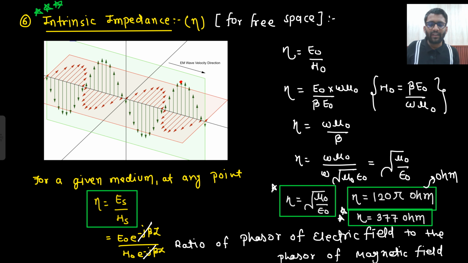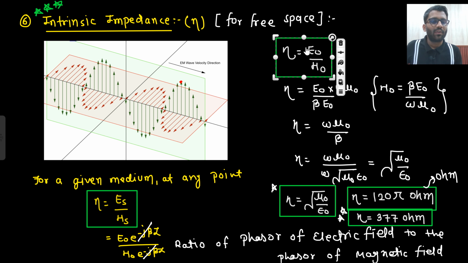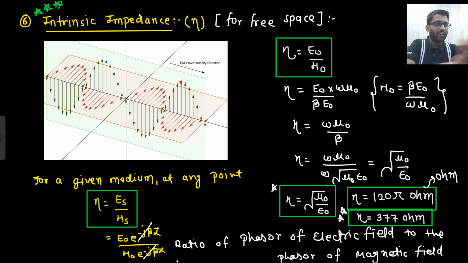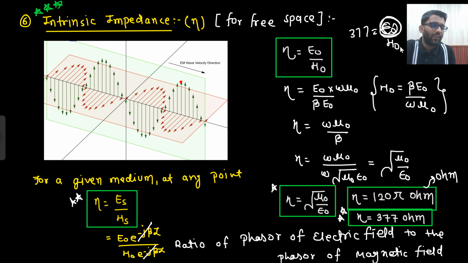So for free space, neta is the ratio of the magnitude of electric field to the magnetic field. Only for free space. Otherwise, the general definition is the ratio of their phasor representation. But for free space, it is E naught by H naught. So in the examination, if they have given me the expression of E, can I find the expression of H? Yes. If it is free space, the value of neta is 120 pi ohm or 377 ohm. This I will be remembering. Then I can put 377 equals E naught by H naught. So I will have the value of E naught, I can get the value of H naught.